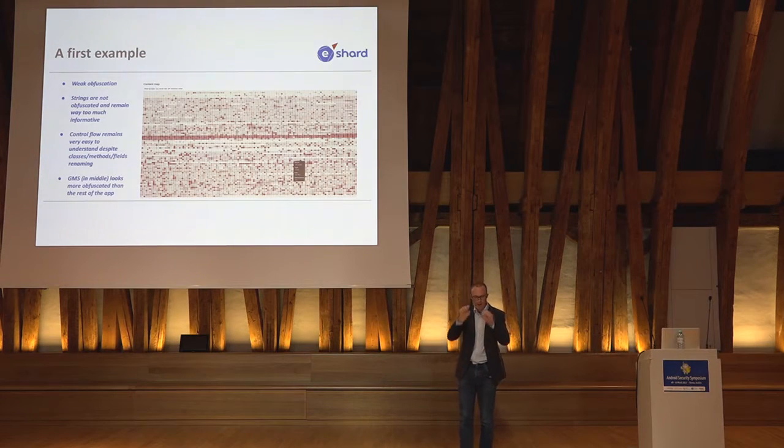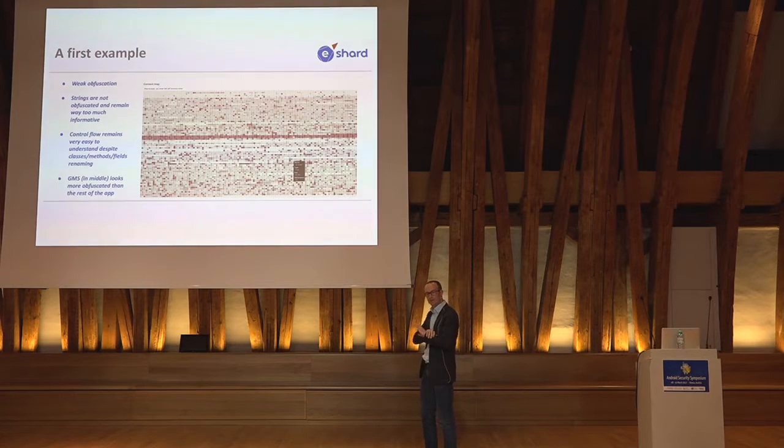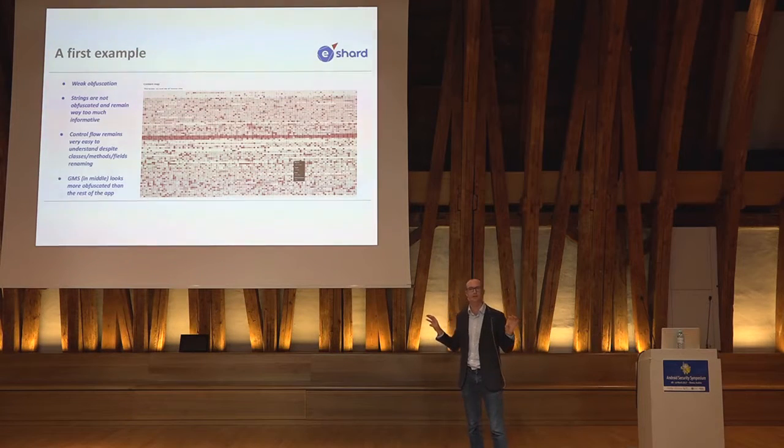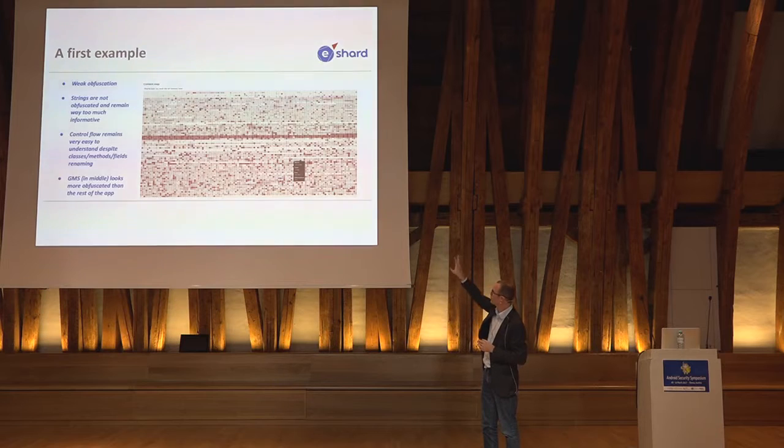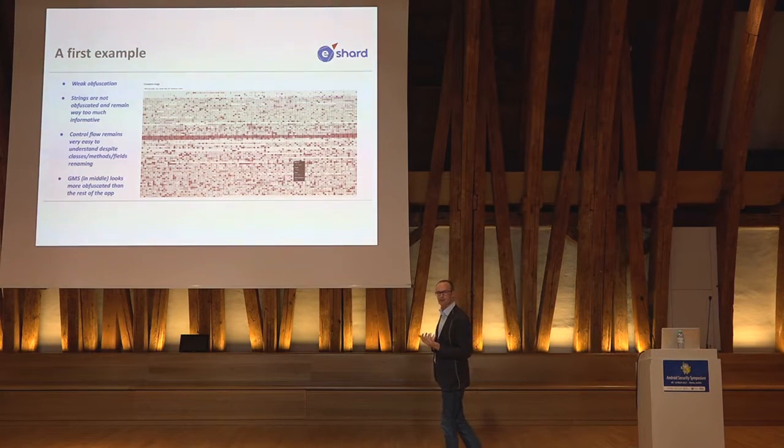Interestingly, you have these three rows in the middle. When it's about banking applications, it's normally always the same: GMS, Google Mobile Services, that is more obfuscated than the rest. So this is the case here. But when you look at the rest, the level of obfuscation is not great. It's very spread.